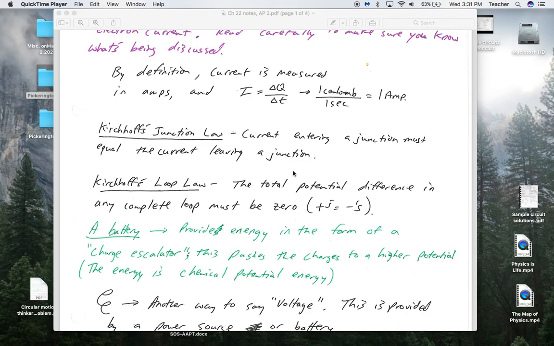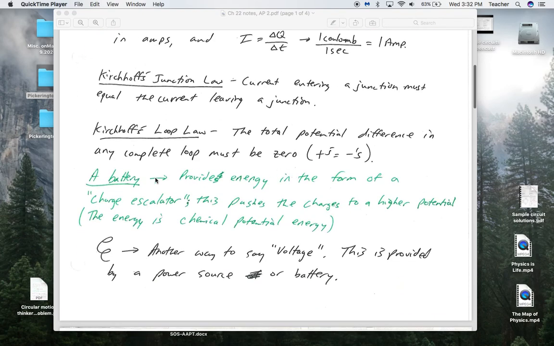At any rate, the loop rule basically says if we're going around a circuit, and we pass through a battery using conventional current from the negative to positive terminal, we gain electric potential energy per charge, so we gain voltage. If we go across resistors or other electrical devices, we lose that electric potential energy as it's converted into heat or light or something else. But in any complete loop, the net voltage must be 0.